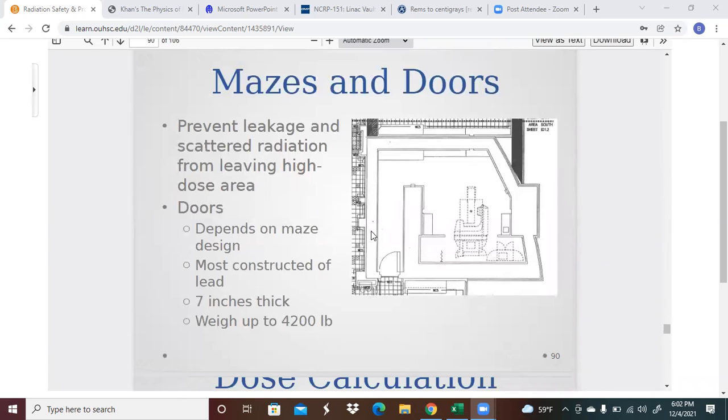Now, mazes and doors. This prevents leakage and scatter radiation from leaving the high dose area. The doors depend on the maze design. Most are constructed of lead, 7 inches thick, and weigh up to 4,200 pounds.